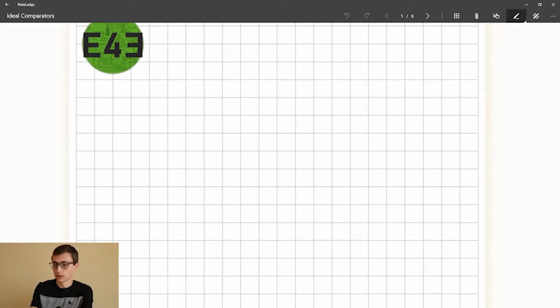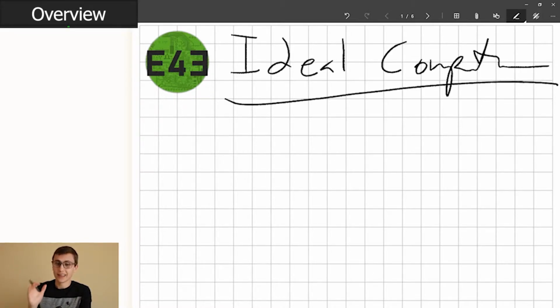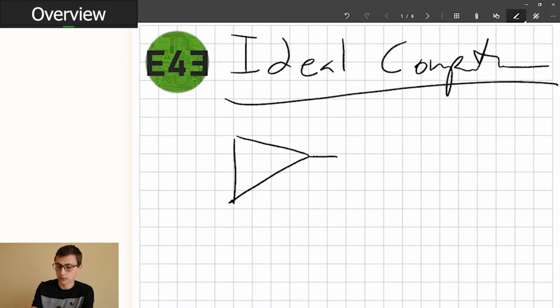This next step of the journey is comparators. Oh boy. Yep, we're talking about comparators. Specifically, today we are talking about ideal comparators. What is a comparator? Well, a comparator is a pretty simple device. Usually the circuit model that we would draw is something like this. And what does it do? Well, that's pretty simple, actually.